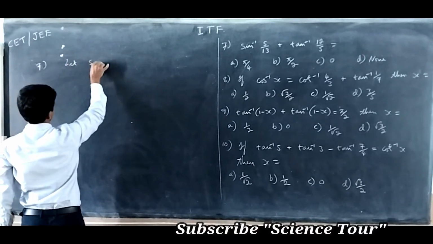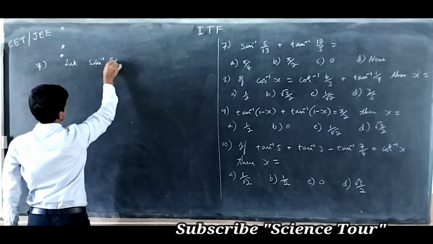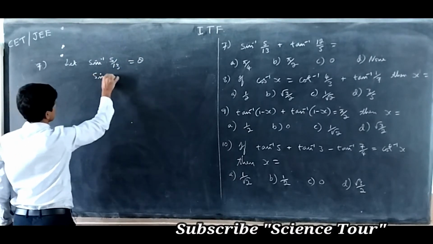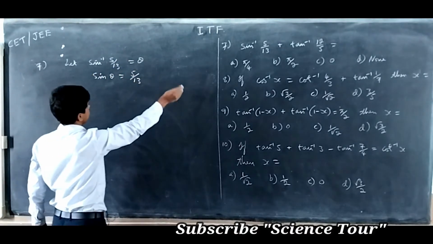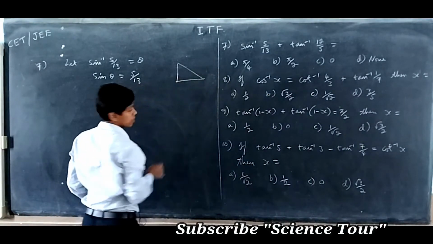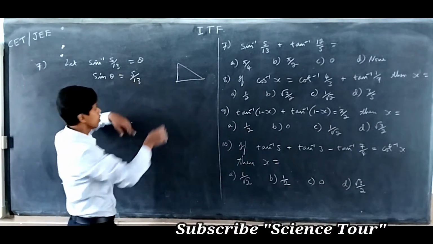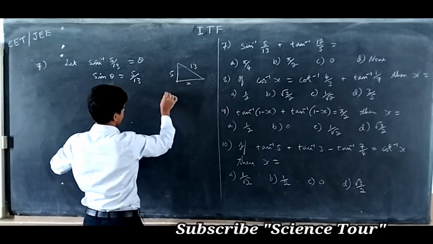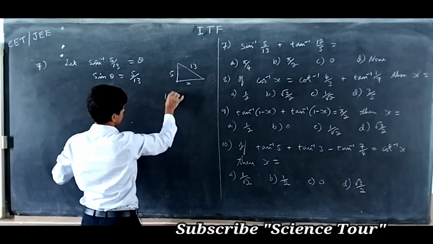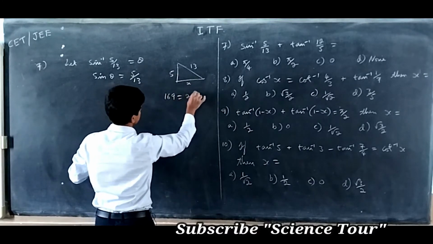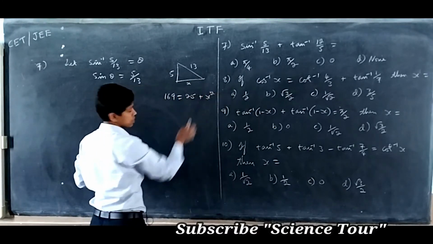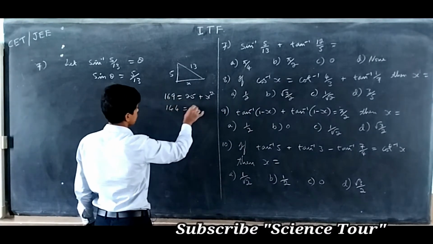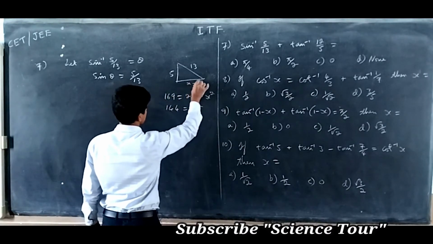Let sin inverse 5 by 13 be equal to theta. You know this method very well. So 5 by 13, and you have sine, so opposite by hypotenuse. What will be the adjacent? 13 square is 169, 5 square is 25, plus x square. So 169 minus 25 is 144. Therefore x is equal to 12.